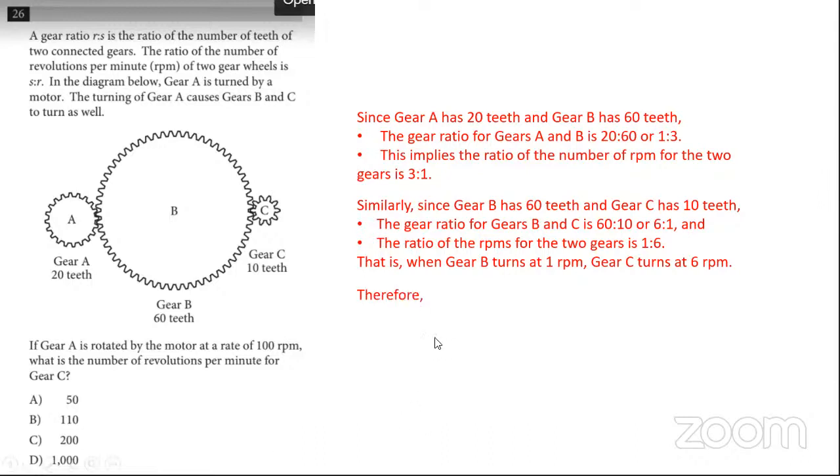Basically, we are given that gear A runs at 100 RPM. Yeah, it would be around 33.333. It's okay, Prisha, no issue. So gear A runs at 100 RPM, and we have the ratio of the number of RPM for gear A and gear B to be 3:1. So if gear A runs at 100 RPM, then gear B should run at 100 by 3.